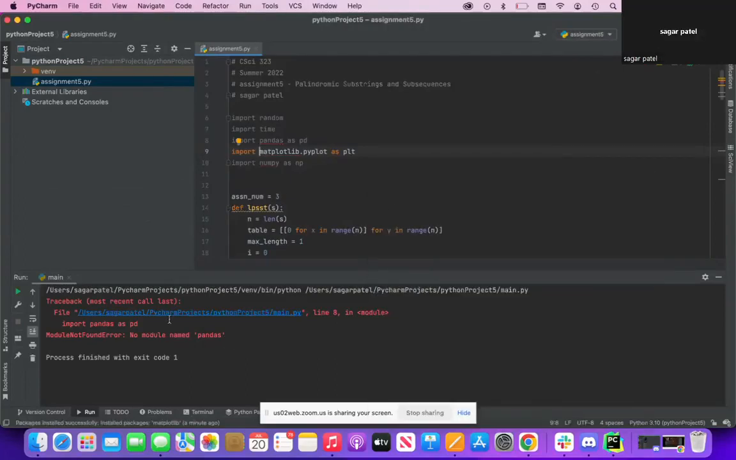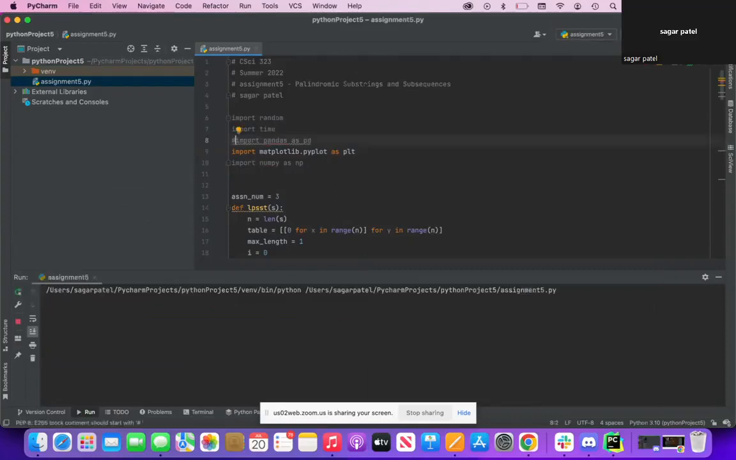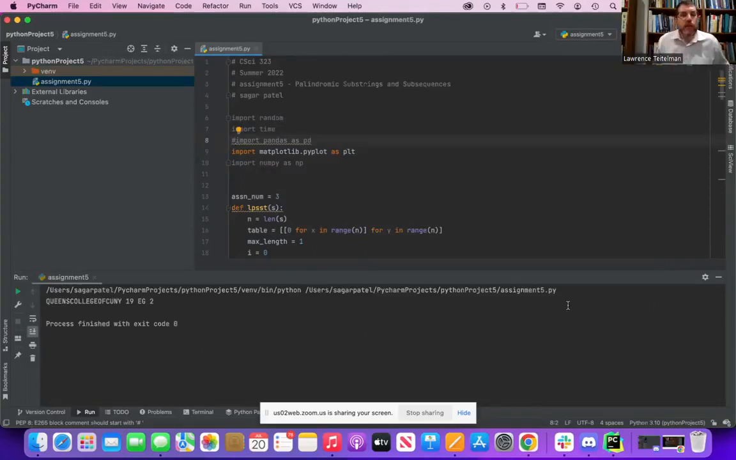We don't. I'll just comment out pandas. Okay, I think we are just losing one character at the end. So go to the bottom. So we found the right position.